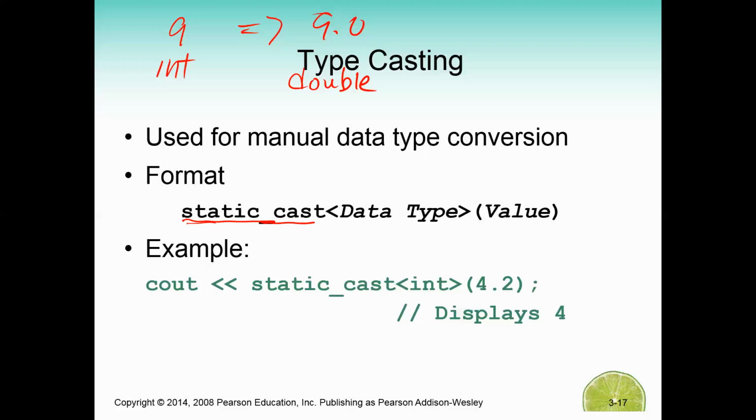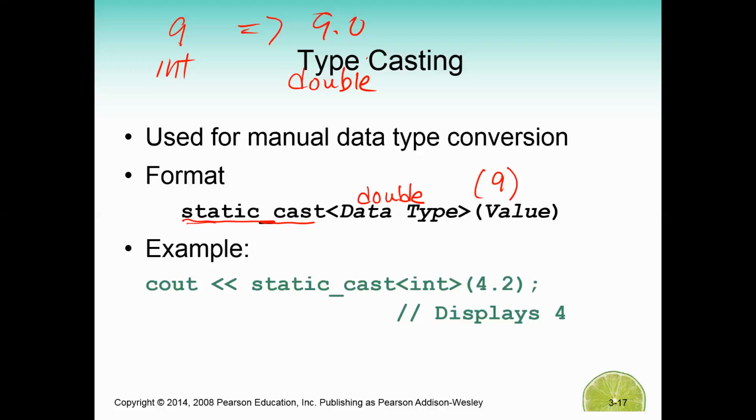In the angle brackets, we're going to write the new data type. Like in this case, I want to change the 9 to a double. So I will write static cast, open the angle brackets, and then put in here the double. And then in parentheses, what I want to change. So in parentheses, I will have my 9.